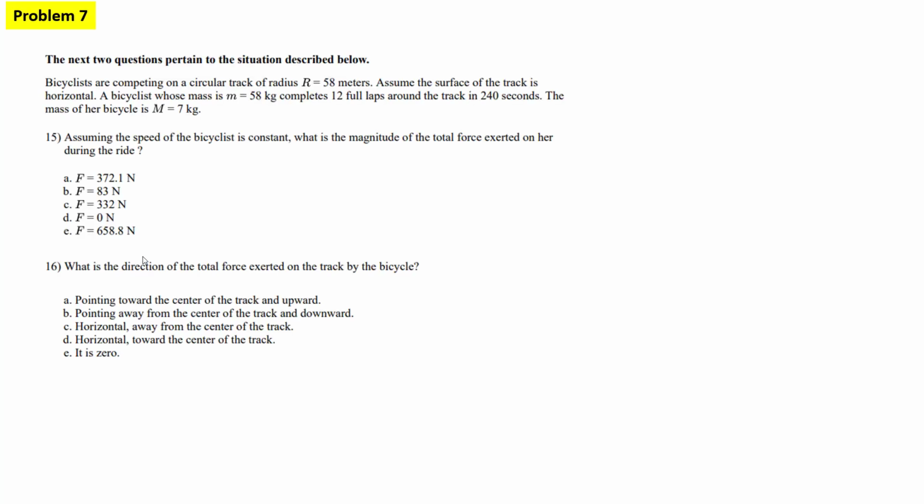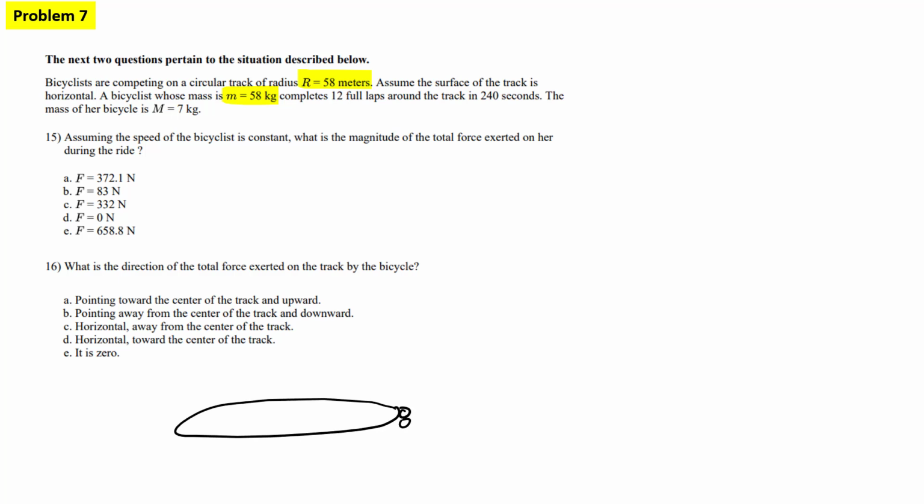Problem 7 says bicyclists are competing on a circular track that has a radius r of 58 meters. Assume that the surface of the track is horizontal. A bicyclist, whose mass is 58 kilograms, completes 12 full laps around the track in 240 seconds. The mass of her bicycle is 7 kg. Assuming the speed of the bicycle is constant, what is the magnitude of the total force exerted on her during the ride? Well, again, let's think about our free body diagram.